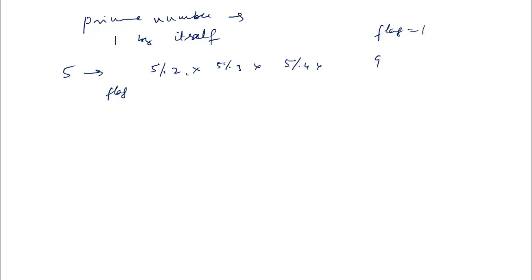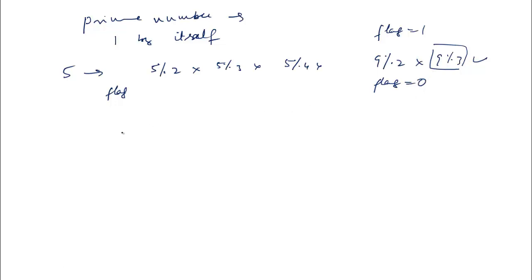Let's see, it's 9 instead of 5 here. So if I divide 9 by 2, obviously it is not divisible. And then 9 % 3 is 0, now it is divided. You see this, 9 is divisible by 3. Now when it is divided, the flag becomes 0. So when the flag becomes 0, that means this number is not a prime number.